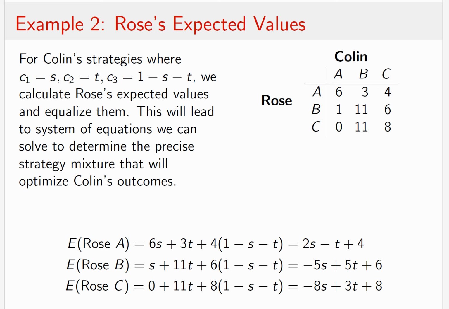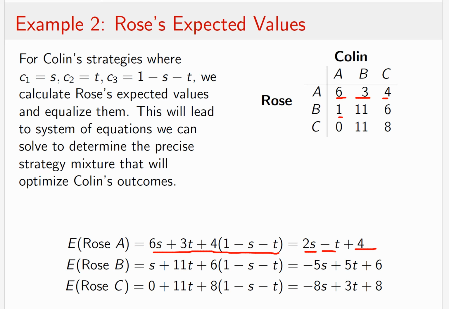What are we doing? We're going across the row. 6s plus 3t plus 4 times 1 minus s minus t. And you see that written here. And that simplifies to 6s minus 4s, which is positive 2s. And 3t minus 4t, which is negative t plus 4.